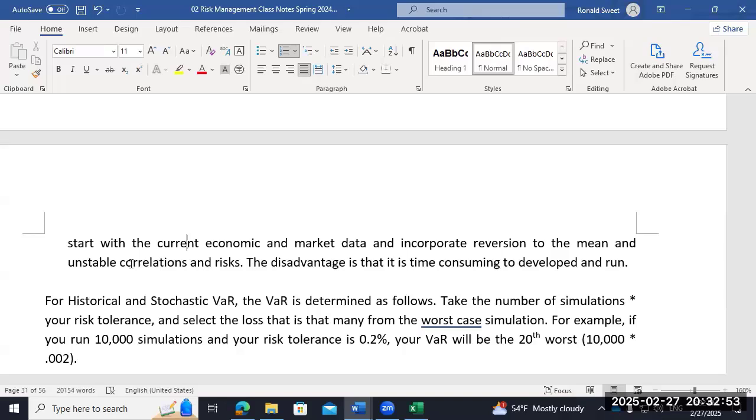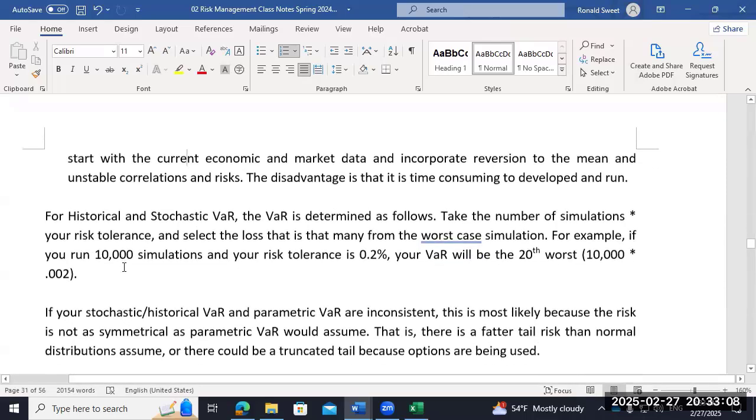You can put in reversion to the mean, right? If you think something's really been running, it's pretty expensive, you can give it different numbers, or they will actually run reversion to the mean. So if they have a scenario where stocks do really well for 5 years, they'll make them do less on average over the next 5 years, kind of thing. So they're fairly sophisticated models.